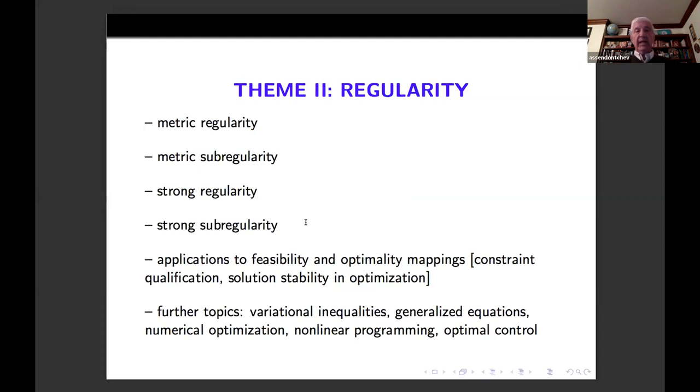And what applications did I consider? Applications to feasibility and optimality mappings in optimization, such as constraint qualifications and solution stability in optimization. I have in mind basically Lipschitz stability. And as further topics, I considered variational inequalities, generalized equations, numerical optimization, nonlinear programming, and optimal control. So this all is the crux of the lecture notes, my favorite topic, regularity, and not only mine, regularity of mappings and how they have applications in optimization and optimal control.